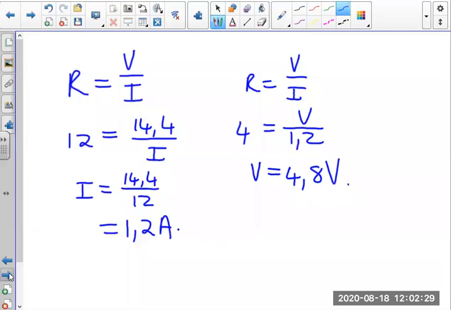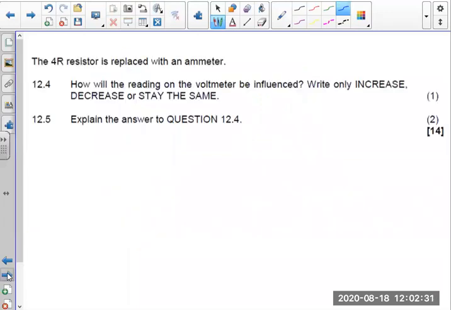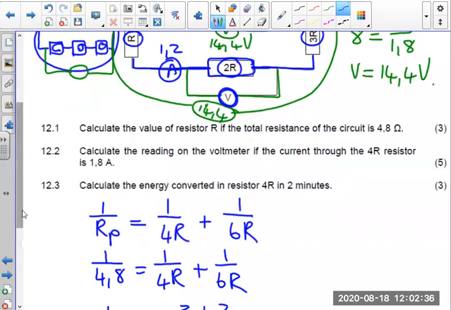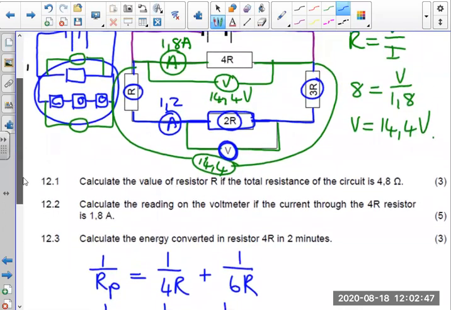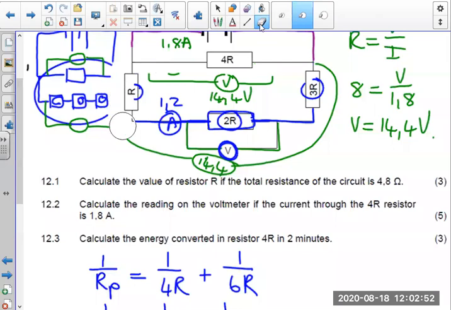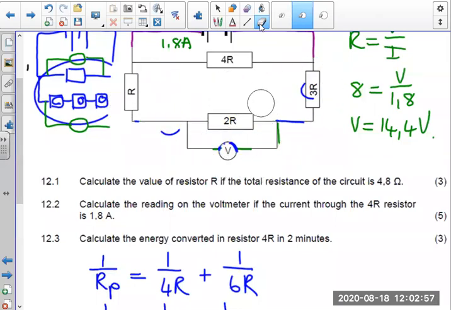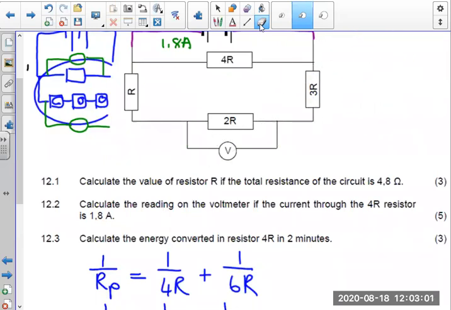Okay, question 12.3, let's just go back. 12.3, they say calculate the energy converted in a resistance 4R in 2 minutes. Now, the moment when you have to calculate the energy, we need to remember that we're going to work out the W, the work done, measured in joules. Okay, now let's just check where we are now with the circuit diagram.